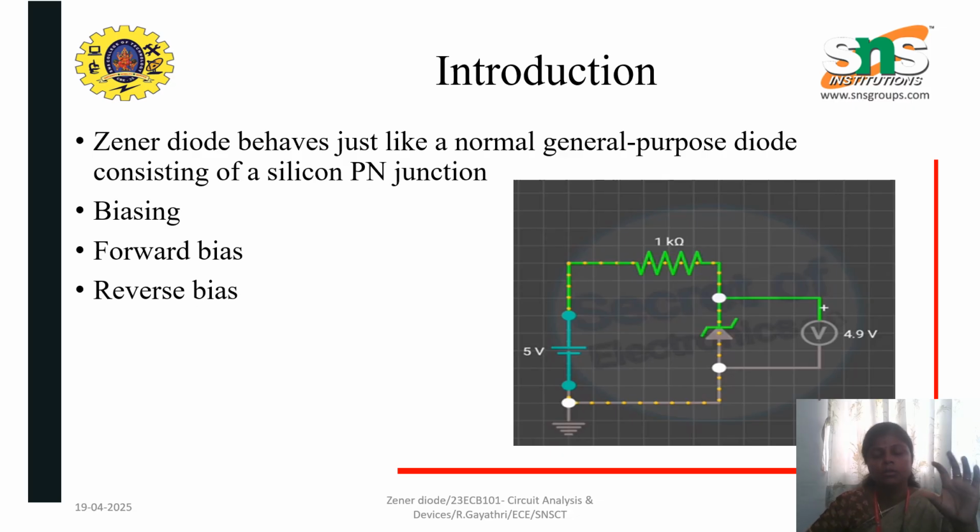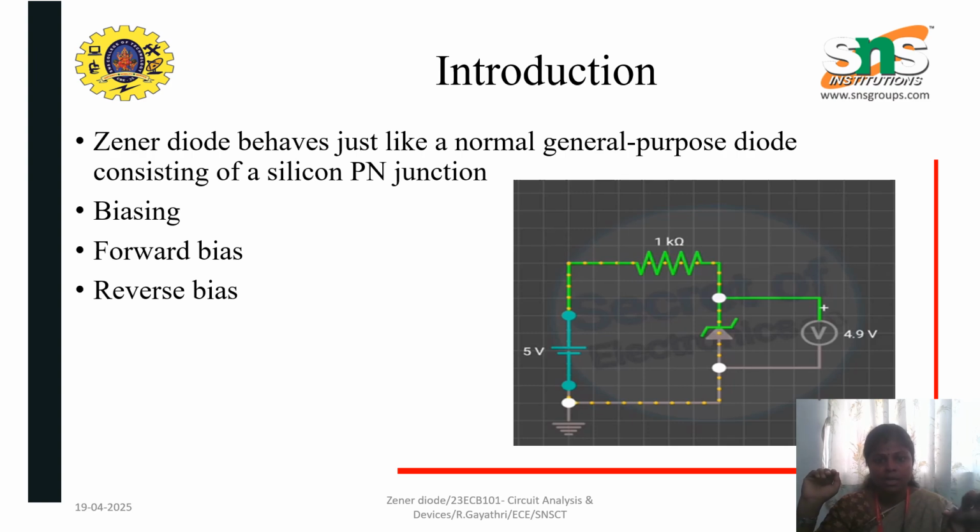Then coming to the introduction part of Zener diode, similar to the PN diode, it is also a normal general purpose diode which is manufactured with silicon. Also, it works in reverse bias conditions. In reverse bias conditions also, the current flows in the Zener diode. Then discussing the biasing conditions, it is similar to PN junction. Forward biasing as well as reverse biasing occur in the Zener diode.